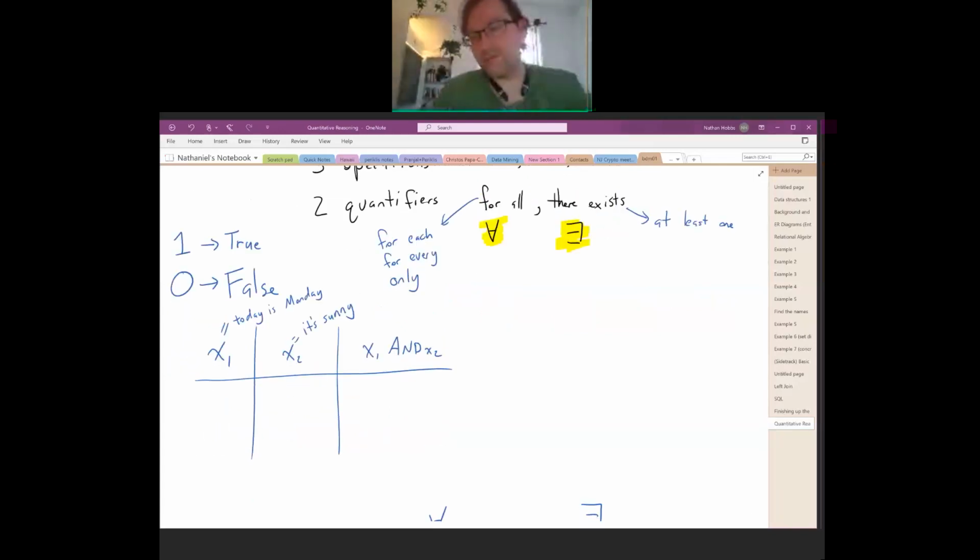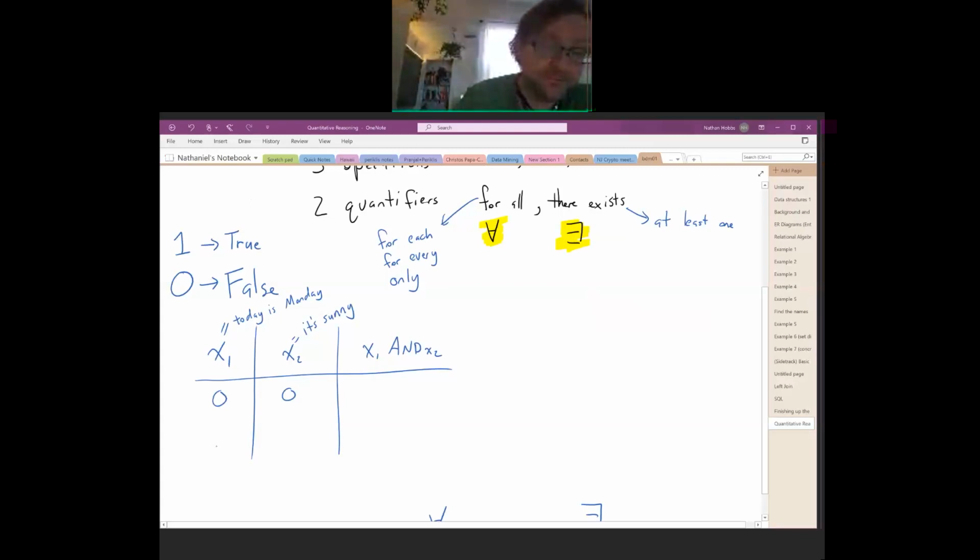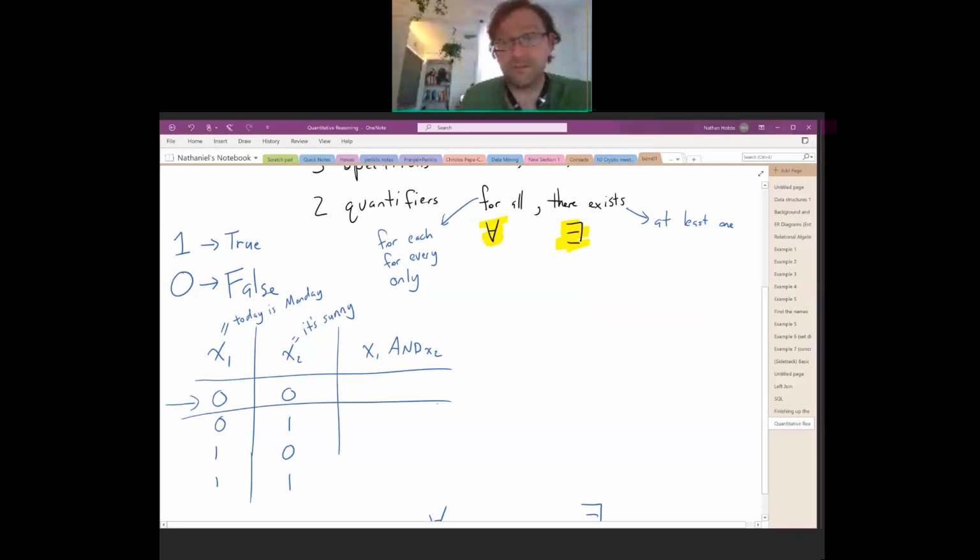So here I have two Boolean variables that can either be true or false. Now they could both be false. One of them could be false and one of them could be true. Or both of them could be true. So this first line here is: it's false that it's Monday. So it's not Monday and it's not sunny.